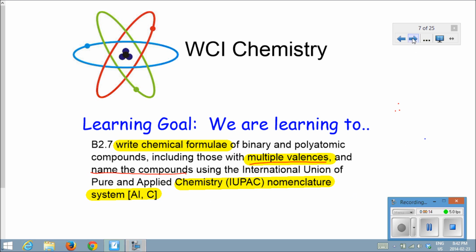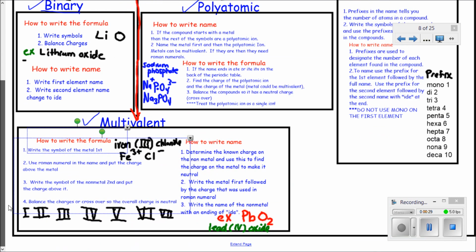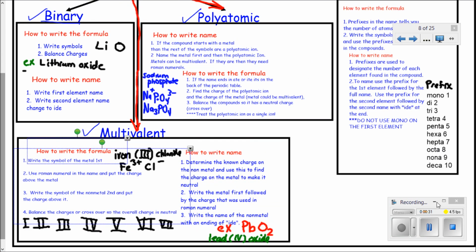multivalent compounds. So if we look at our naming chart, just to recall, we have two types of bonds, ionic and covalent. They both have two different naming methods. We're going to learn ionic first. We learned binary last lesson. Today we're going to talk about multivalent. And next lesson we're going to talk about polyatomic.